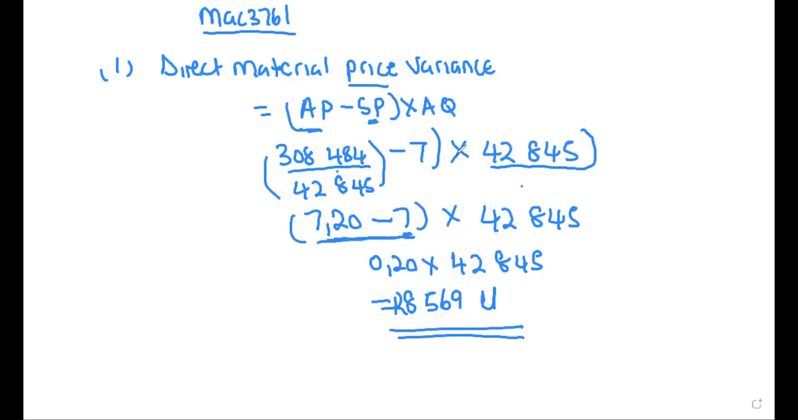It is unfavorable because the actual price is now 7 rand 20, while we had budgeted to use 7 rand. So we have to add 20 cents on the budgeted amount, which is unfavorable to the business because the expenses increased more than what we were expecting. So it means we have to put in 20 cents more per each kg. So to the business, it is unfavorable. It's a disadvantage.